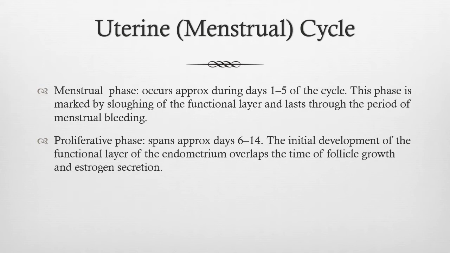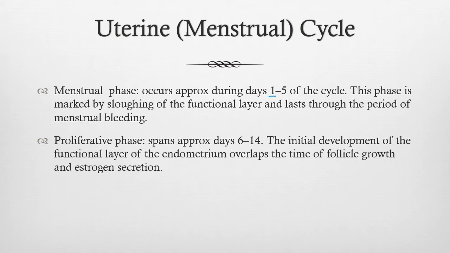Just as the ovaries have a cycle, the uterus has a cycle as well, and so we have the uterine cycle also. Again, this begins on day 1. And so at day 1, we're going to have the beginning of the menstrual phase. That's going to last as long as the menstrual period continues on, so typically anywhere between 1 and 5 days, sometimes even a little bit longer. And then after that point, that functional layer of the endometrium has been sloughed off. Now it's time to regrow it.